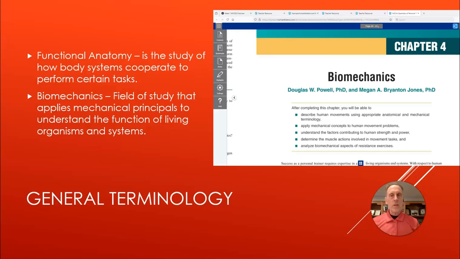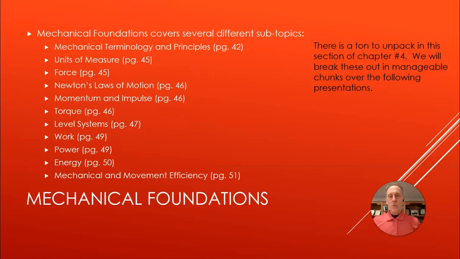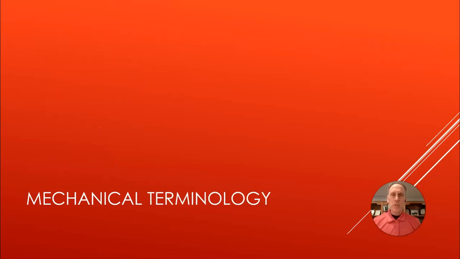It's a little bit different when you start talking about biomechanics versus functional anatomy. What you'll see in this chapter is a strong focus on the mechanical concepts, with a little bit of a touch of functional anatomy. The way this breaks out is there's a mountain of stuff to dig through, and you'll see these starting on page 42 and going to 51. We'll start off pecking these off one by one from the top, going from mechanical terminology all the way down through mechanical movement and efficiency. We'll break it out in a couple different presentations, so let's take a couple bites here and then move on to the next presentation.